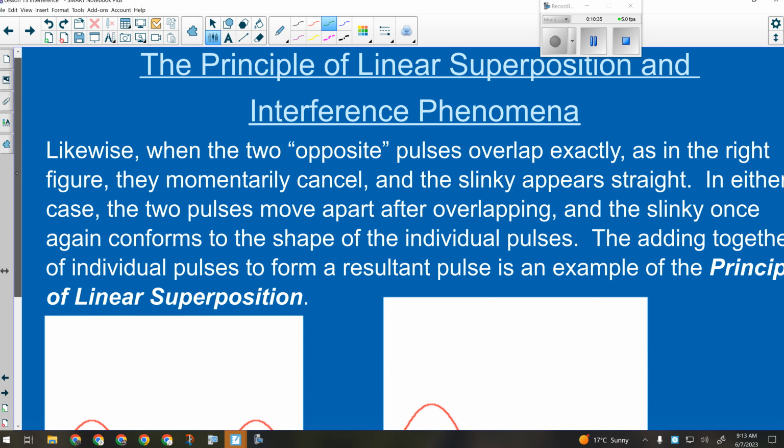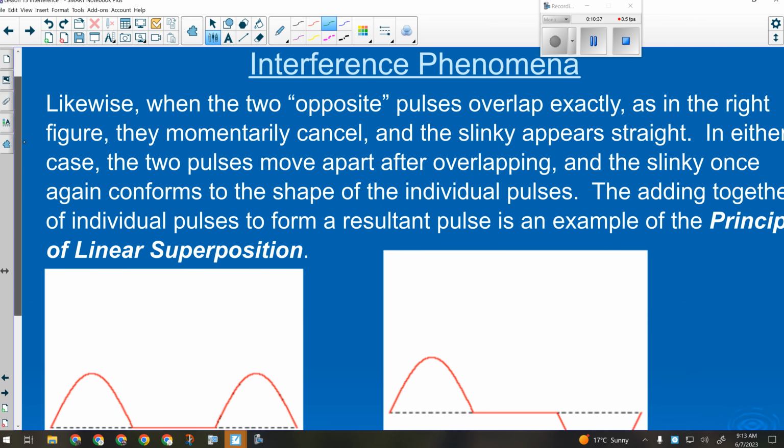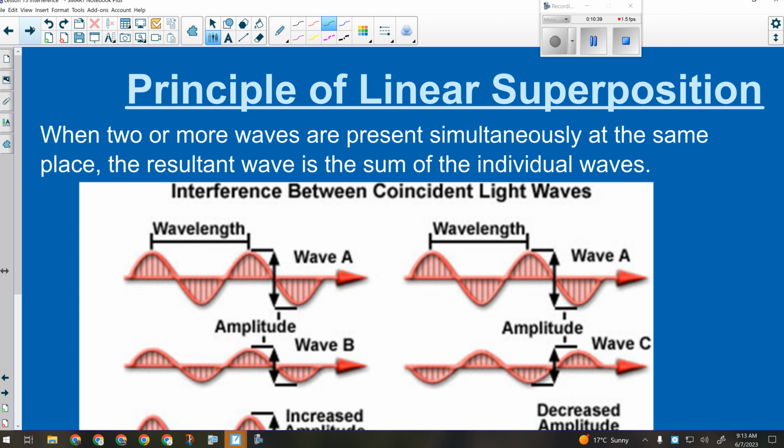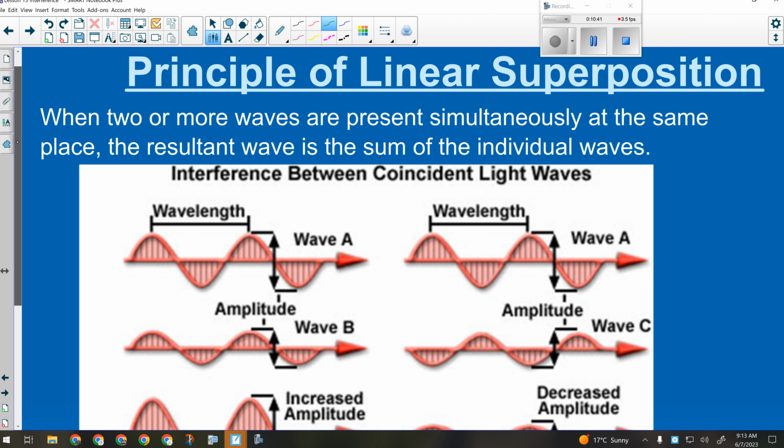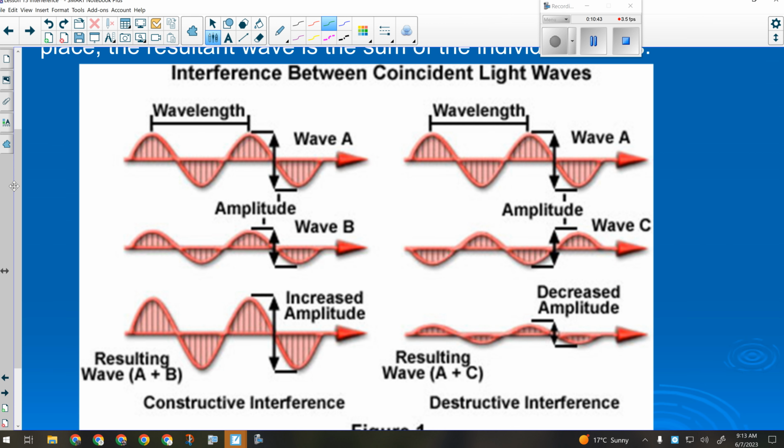All right, so we've already talked about that, principal linear superposition. Okay, is it possible for us to get several waves and still have this happen? Absolutely. Okay, are these waves here, A and B, in phase? They are. When one is up, the other is up. When one is down, the other is down. They are completely in phase.